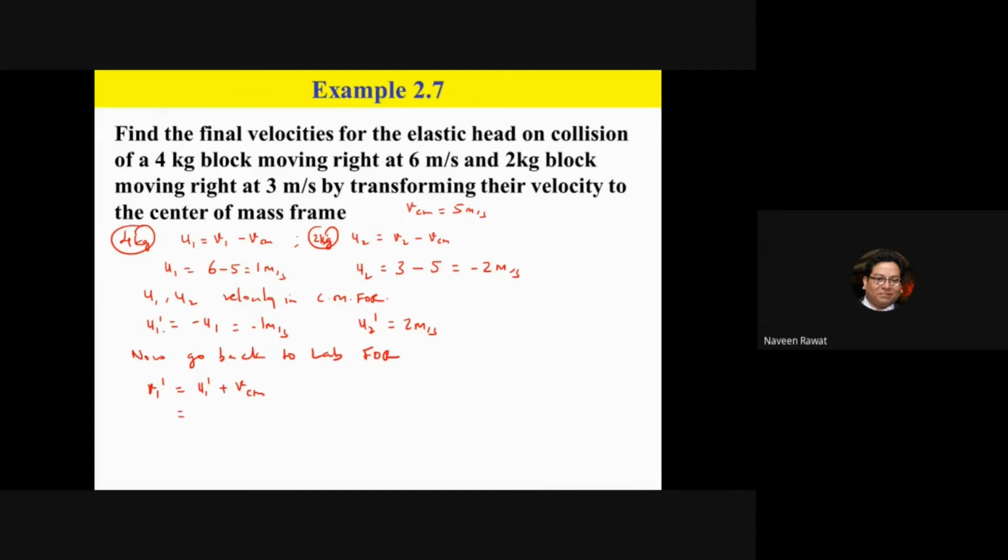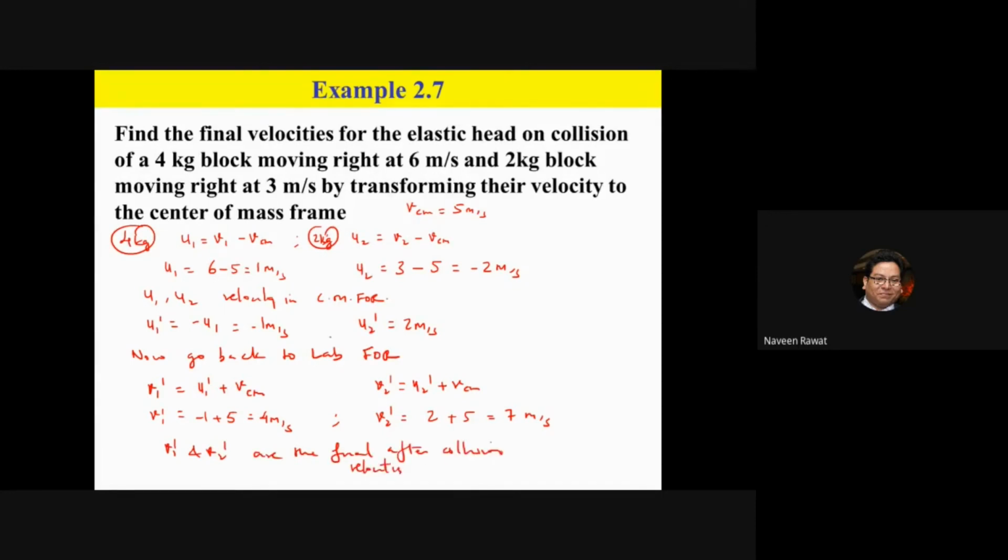So u1 prime is what? Minus 1. V of center of mass is 5. So we get v1 prime is 4 meters per second. Similarly, v2 prime is u2 prime plus v of center of mass, so that is plus 5, and you get 7 meters per second. So now you have the final velocities. v1 prime and v2 prime are the final velocities after collision.